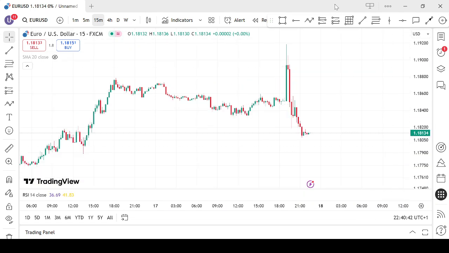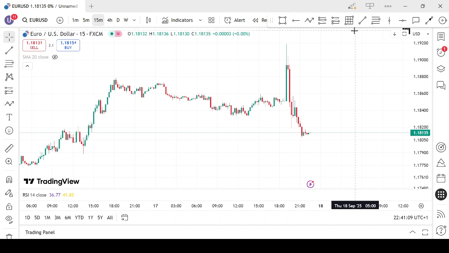Now, effective risk management separates successful traders from the rest. Always decide in advance how much you are willing to risk on a single trade. A common guideline is to risk no more than 1 to 2% of your account balance per trade. Emotions like fear and greed can undermine your discipline, so set stop loss orders to limit potential losses.